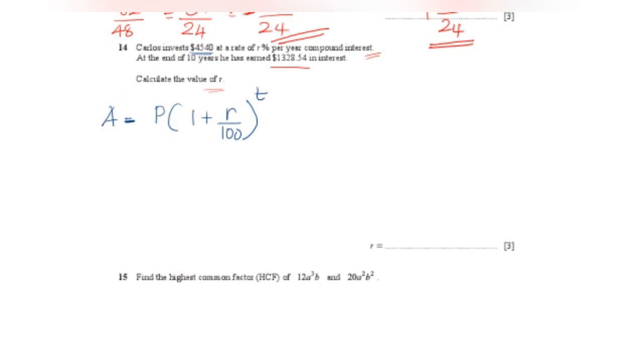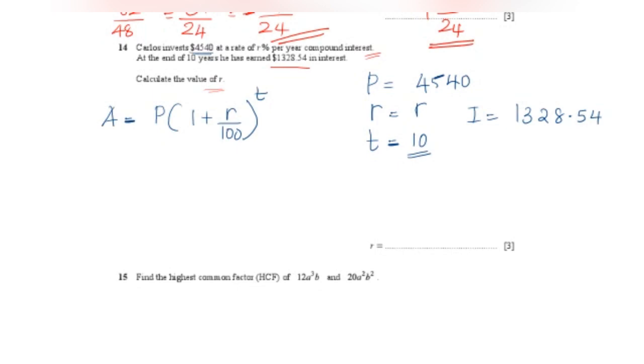Carlos invests $4,540, which is our principal amount. So principal amount is 4,540. The rate is not given, so let us put it as R itself. And the time taken is 10 years. The amount of interest he receives is 1,328.54. This is the interest he receives.